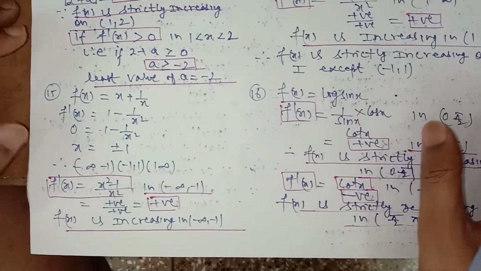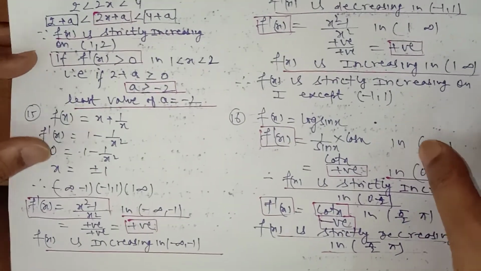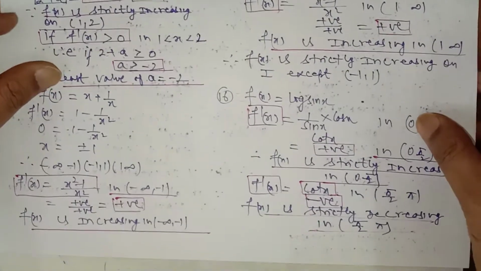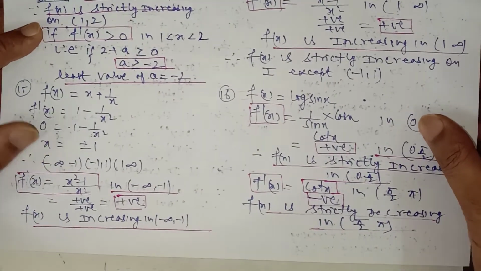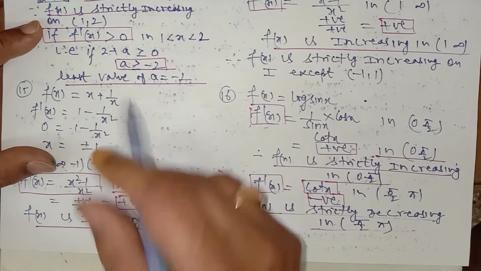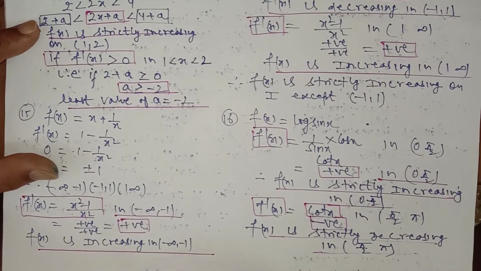In question number 15, also you have to find in which interval it is increasing and decreasing. It is given that f x is equal to x plus 1 upon x.